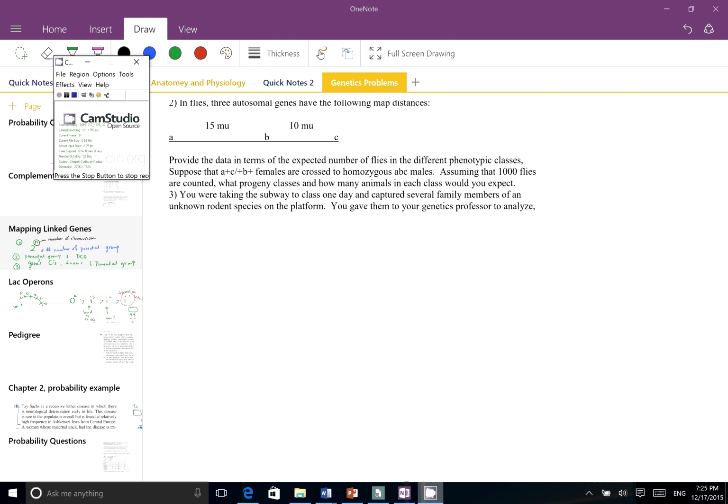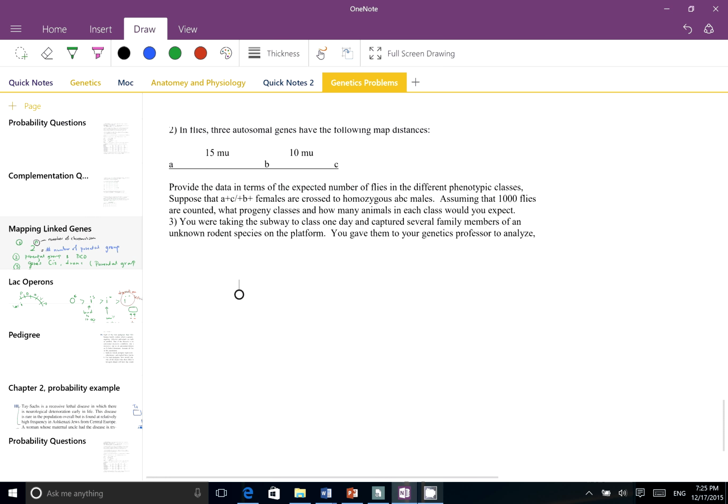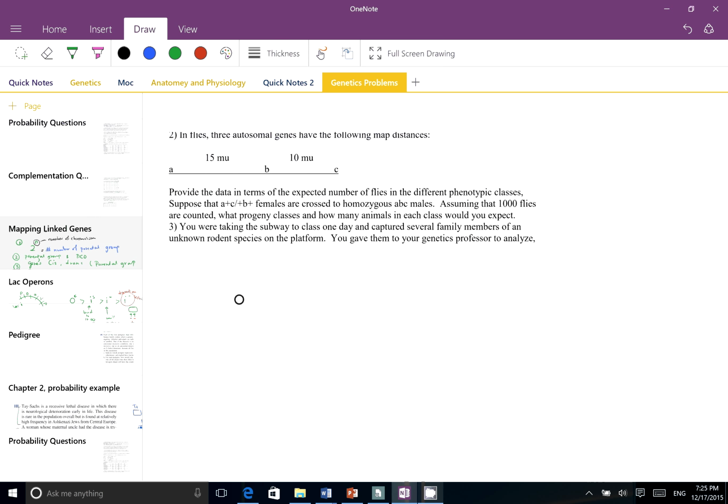Okay, so here we are solving the second question. They tell you that in flies, 3 autosomal genes have the following map distances. So they already gave you the map distances. What they want you to do is to work backward and find the different phenotypic classes. And then they said, suppose that that's how it originally looks.